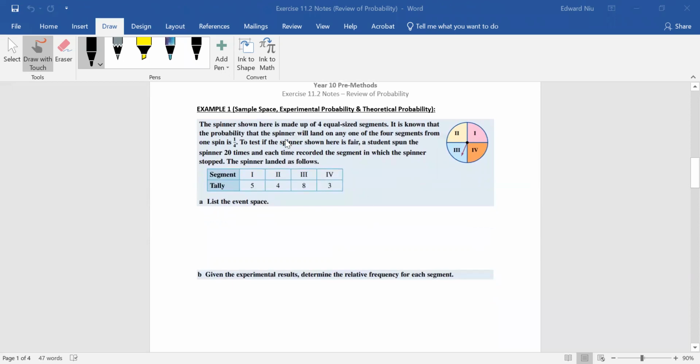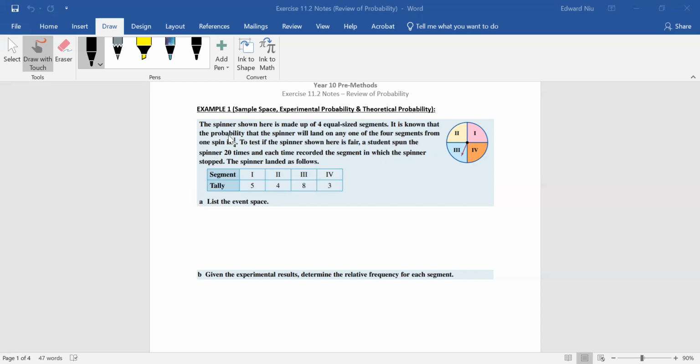So example 1, here what we have is an example related to sample space, experimental probability, and theoretical probability. Here we've got ourselves a spinner, and there's 4 quadrants, 1, 2, 3, and 4, just like a Cartesian plane. The spinner shown here is made up of 4 equal size segments. It is known that the probability that the spinner will land on any of the 4 segments in one spin is 1 on 4. To test if the spinner shown here is fair, a student spun the spinner 20 times and each time recorded the segment in which the spinner stopped. The spinner landed as follows in the table below.